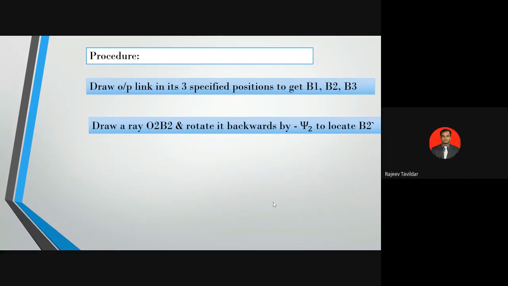The second step is very important. I need to draw a ray O2B2 and I need to rotate it backwards by an angle of minus psi 2. Backwards, that's why I'm taking a negative sign here. I need to rotate it backwards by psi 2 so that I can locate B2 dash. Okay, I'll repeat. We have to draw a ray O2B2 and rotate it backwards by an angle of psi 2 to get B2 dash.